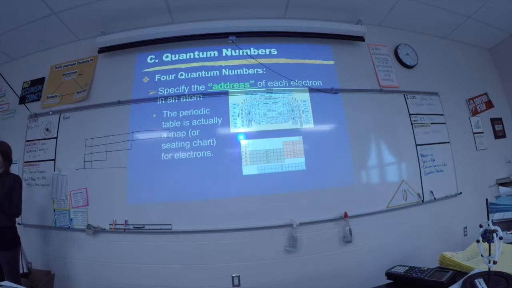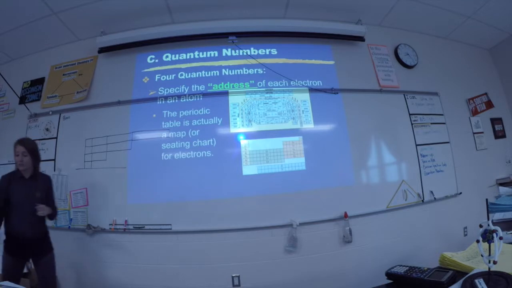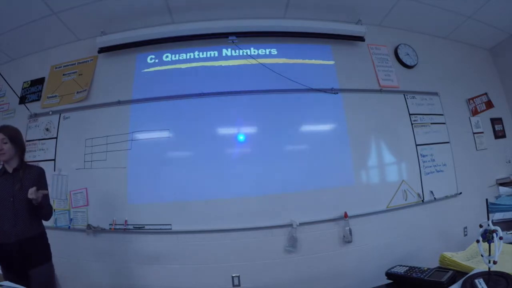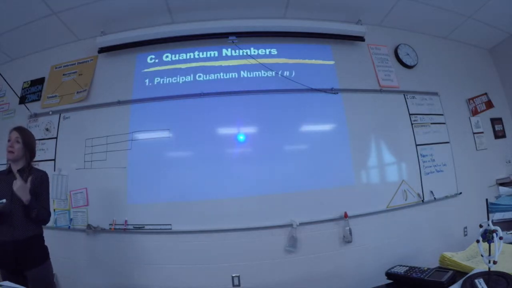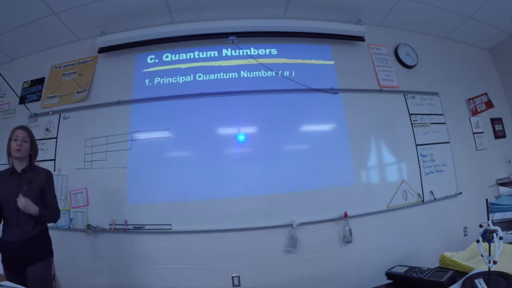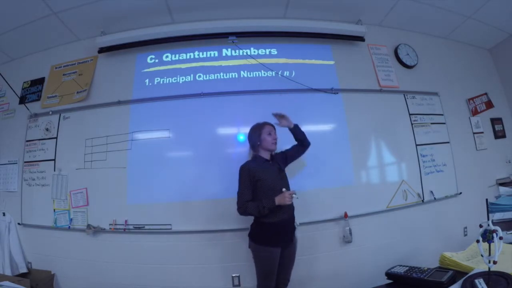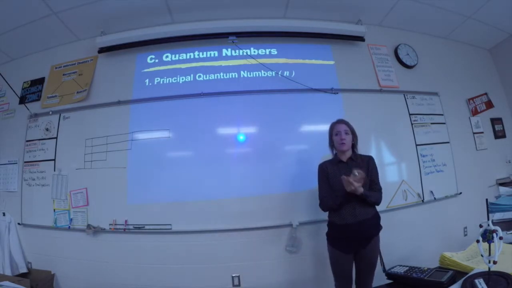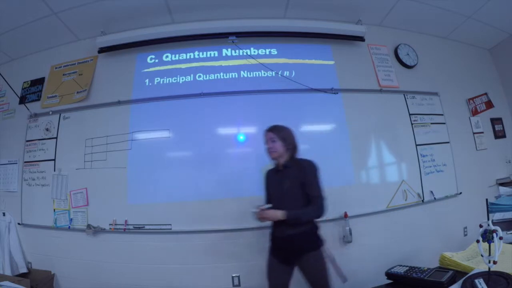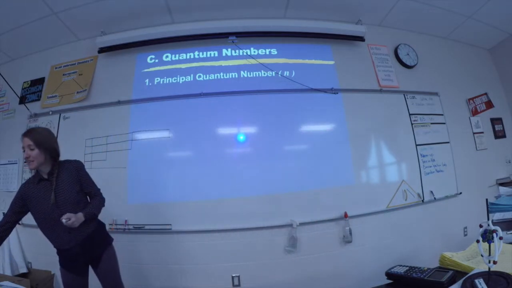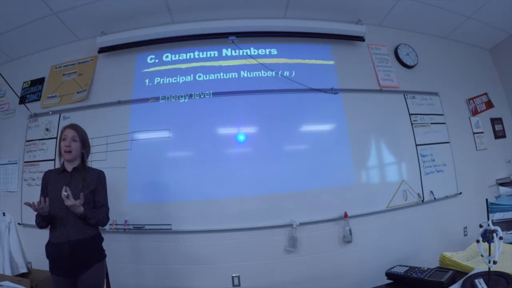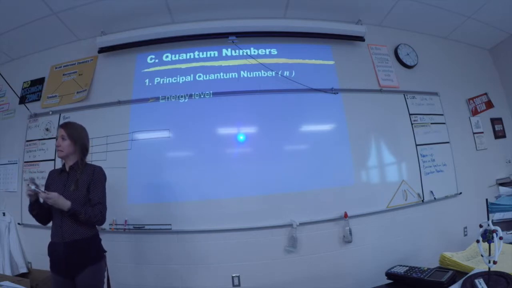Now, we're going to stop building for now. Let's connect it to what an atom is. So the first quantum number in an atom is known as the principal quantum number. The symbol that we use to designate the principal quantum number is the letter N. So the letter N signifies this principal quantum number. It tells us the energy level that the electron is on.